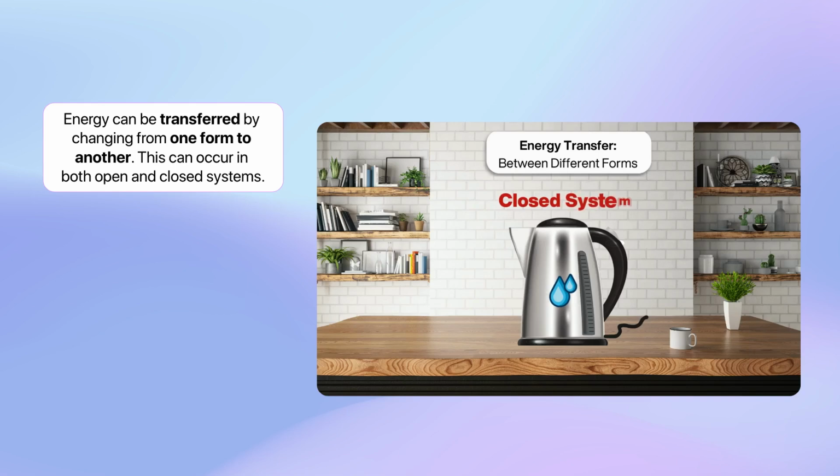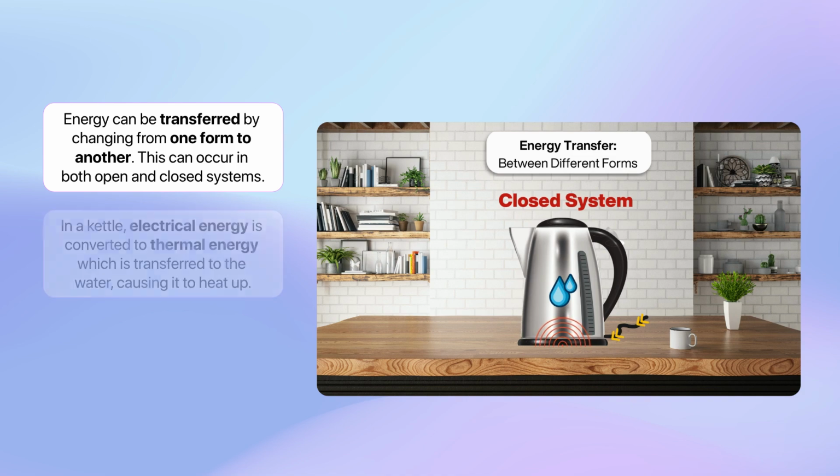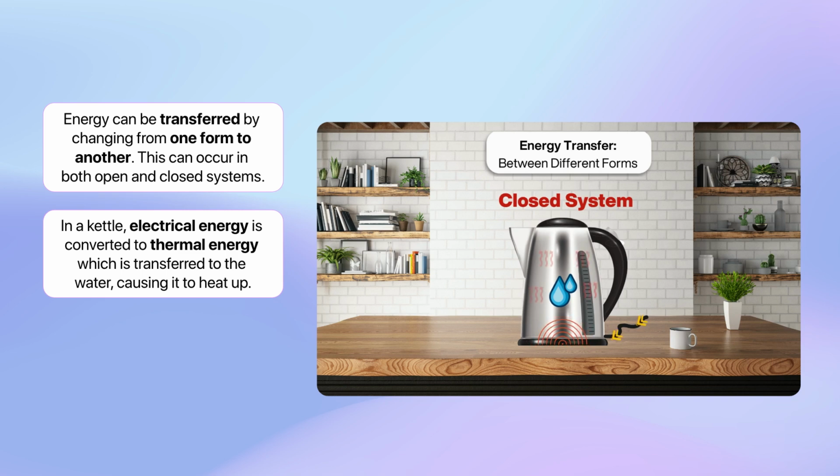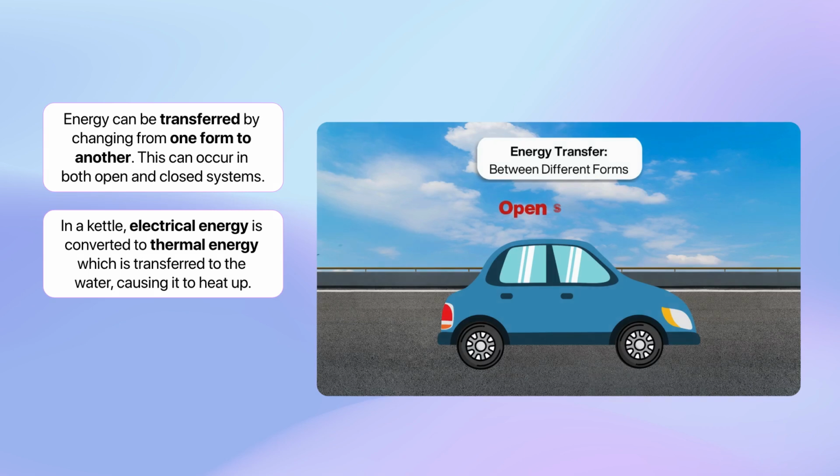This can occur in both open and closed systems, though the context can affect how energy is exchanged. Take the closed system example of boiling water in a kettle. When you use an electric kettle, electrical energy from the power source is converted into thermal energy by the kettle's heating element. The thermal energy is then transferred to the water, causing it to heat up. In the idealized version of this closed system, the energy transformation happens entirely within the kettle, and no energy is lost to the surroundings. An open system example could be a car.